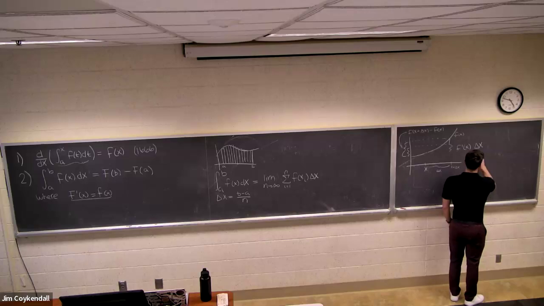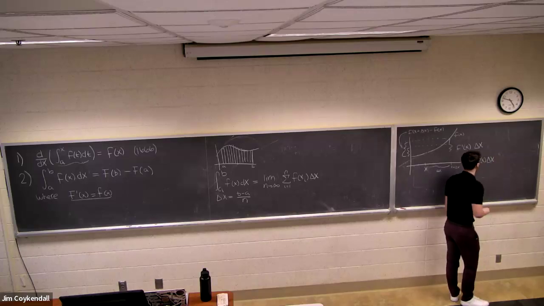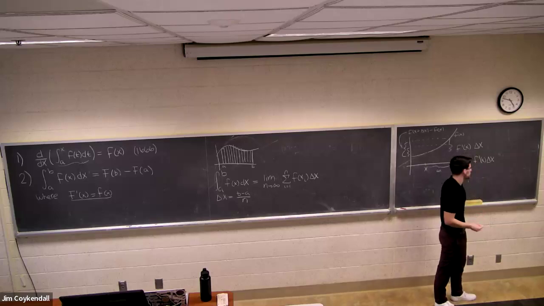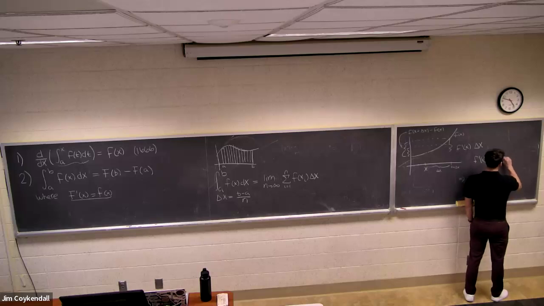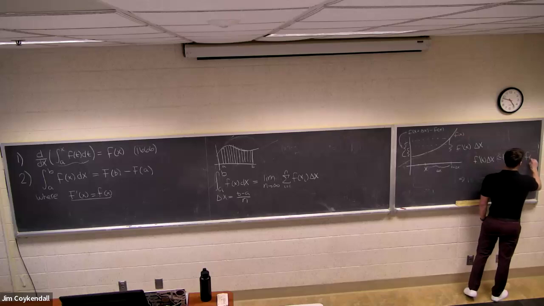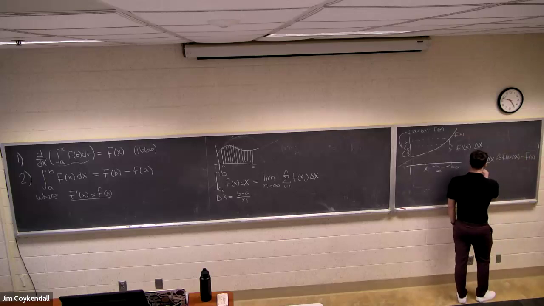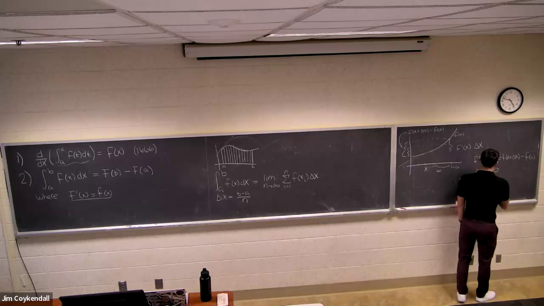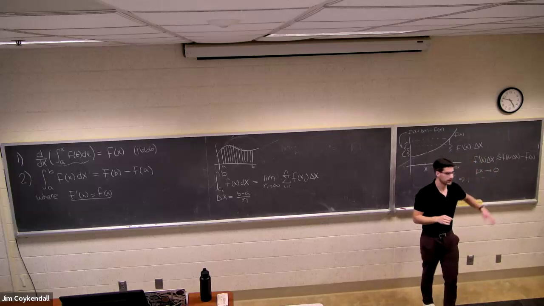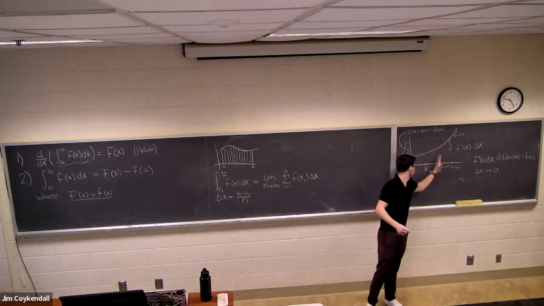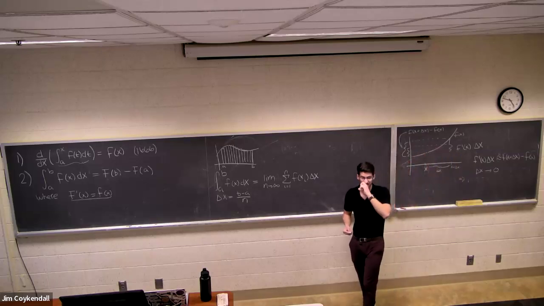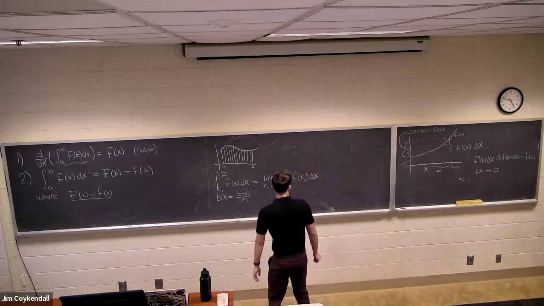Well, maybe I'll just write it this way. So what we've just argued for is the fact that f prime of x times change in x is approximately equal to f of x plus change in x minus f of x as change in x goes to 0, right? That's what we've been arguing for, that this line goes to 0 as change in x goes to 0. I can kind of see that happening.